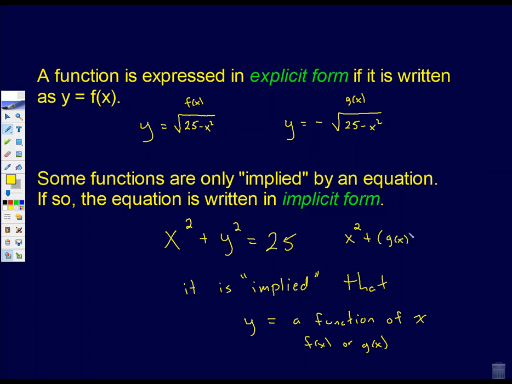And I'm just going to use the name g of x here. If I want to think of y as a function of x, the equation of my circle could be written x squared plus that mystery function of x squared equals 25. And this is the way you want to think of equations today that are written in implicit form. An expression that contains y is really an expression containing the mystery function that is implied by the equation.